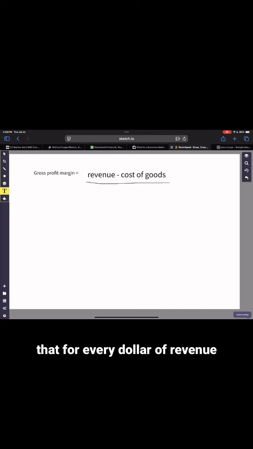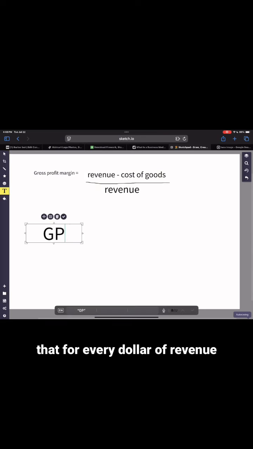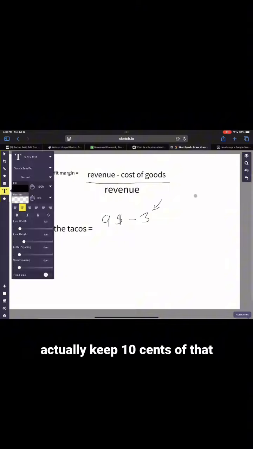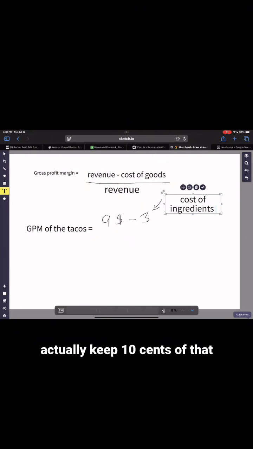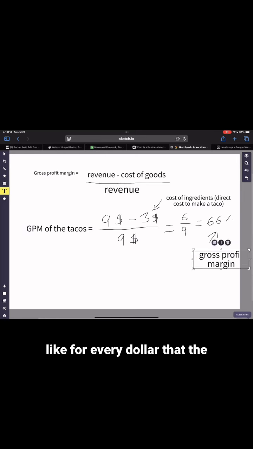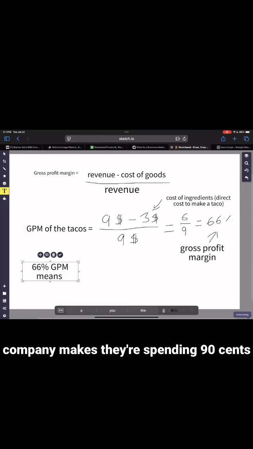That would mean that for every dollar of revenue, so for every dollar that you made, you only actually keep 10 cents of that. You can also view that 10% as for every dollar that the company makes, they're spending 90 cents of it.